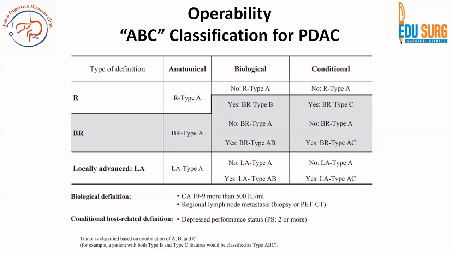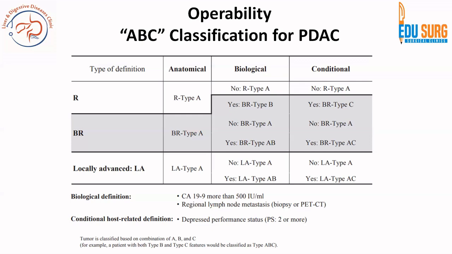So the resectability that we discussed so far is A, that is anatomical. So A is anatomy, B is biology, C is conditional. Basically, C assesses the patient fitness, B assesses the tumor biology, and A assesses the anatomy. So resectable, borderline resectable, locally advanced or locally unresectable is A, right? Then we have biology. What defines biology? CA 19-9 more than 500, regional lymph node metastasis can be seen on PET, biopsy if it's done. So that determines the biology.